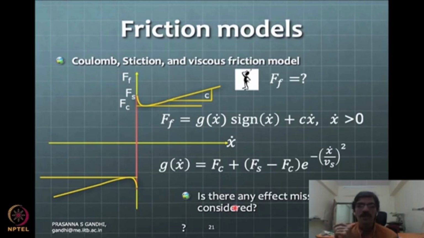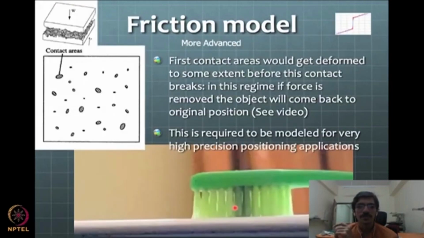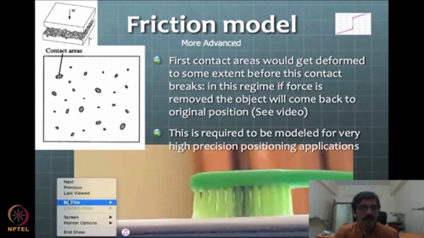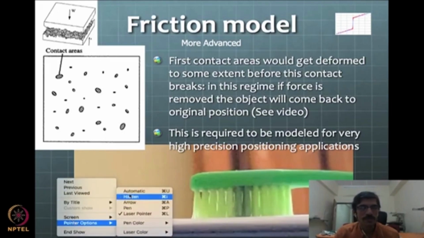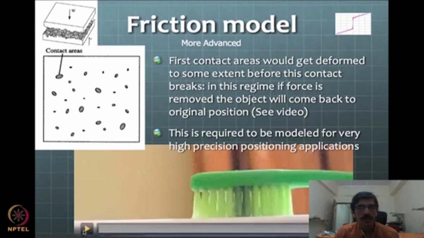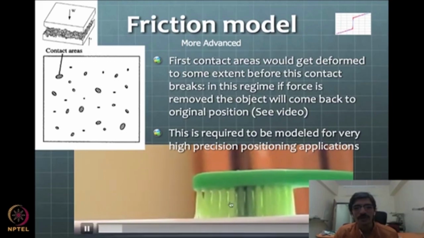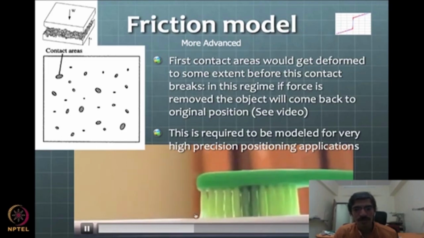Okay, one can understand that based on this simple video. For the video, I need to get out of these pointer options, I'll leave automatic here, and then you have this video you can observe. You can see this is a toothbrush which is running on the surface. You need to carefully observe this area.